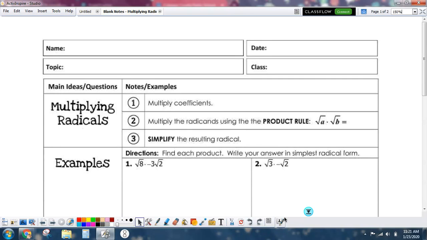Today we're talking about multiplying radicals. So the first step for multiplying radicals is that you need to multiply the coefficients. After you multiply the coefficients, you're going to multiply the radicands using the product rule.